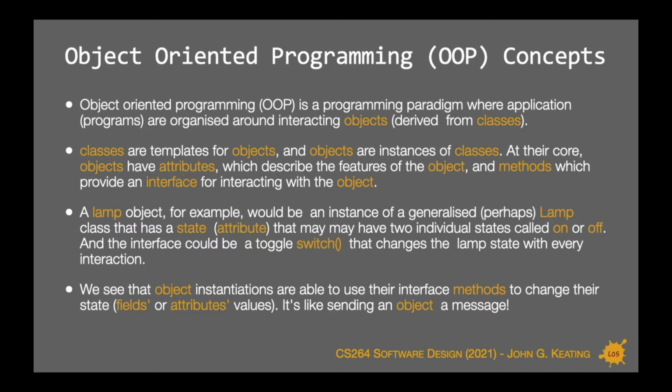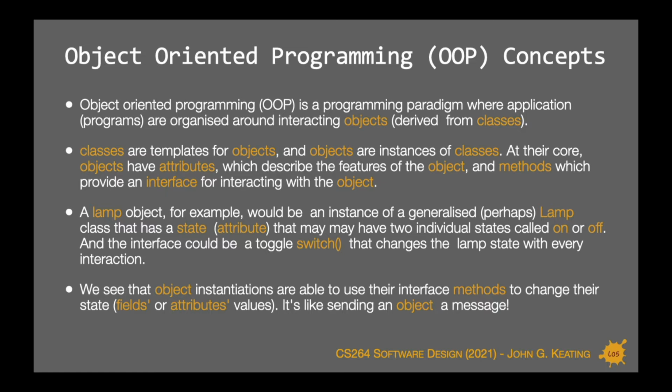At the core, objects have attributes, and these describe the features of the objects. Okay? So, understand what an attribute is and what a method is. Methods are used to interact with the object or an instance of that object, and they provide an interface for interacting with that object. Okay? So all the words that are in orange up here are keywords that you need to know, and you have to really know what these are and remember these.